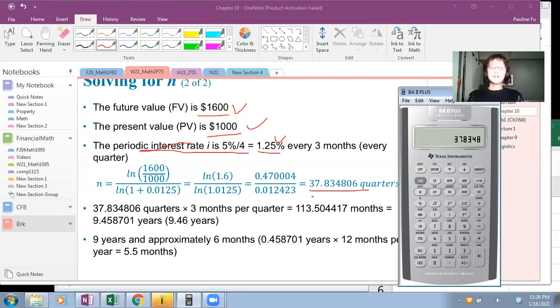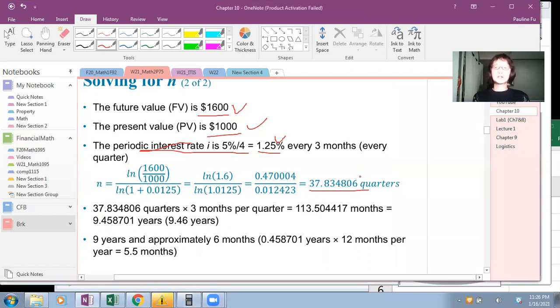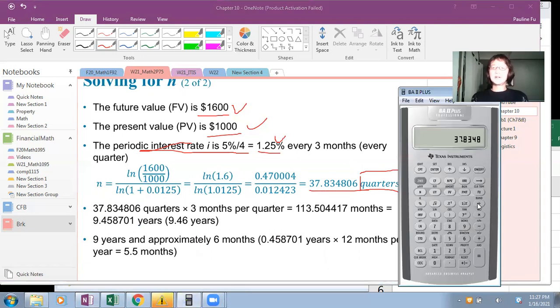Make sure the unit for this result is quarters. If the question asks you how many years, you have to know 1 year has 4 quarters. So to convert this to years, divide this number by 4. You get 9.45 years.